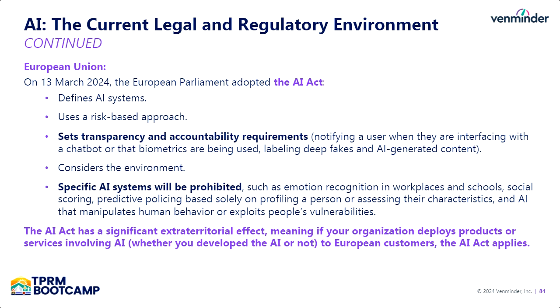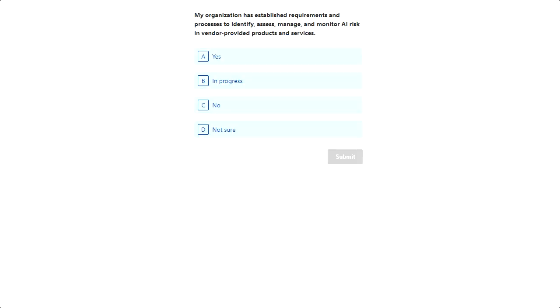Jessie? The next poll question is, my organization has established requirements and processes to identify, assess, manage, and monitor AI risk in vendor-provided products and services. Yes, it's in progress, no, or not sure.